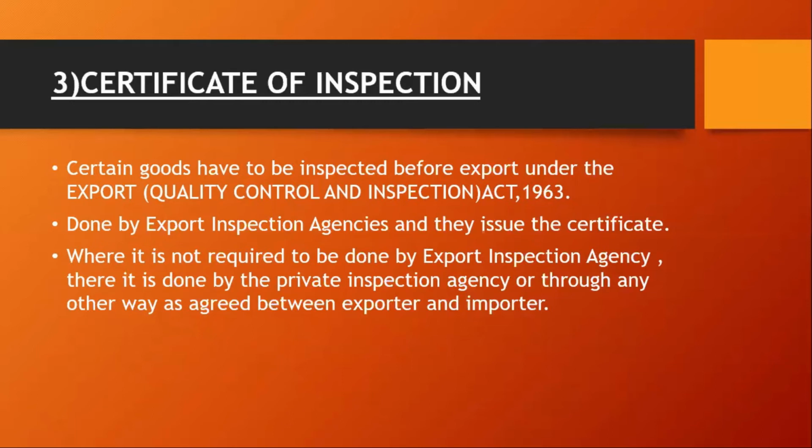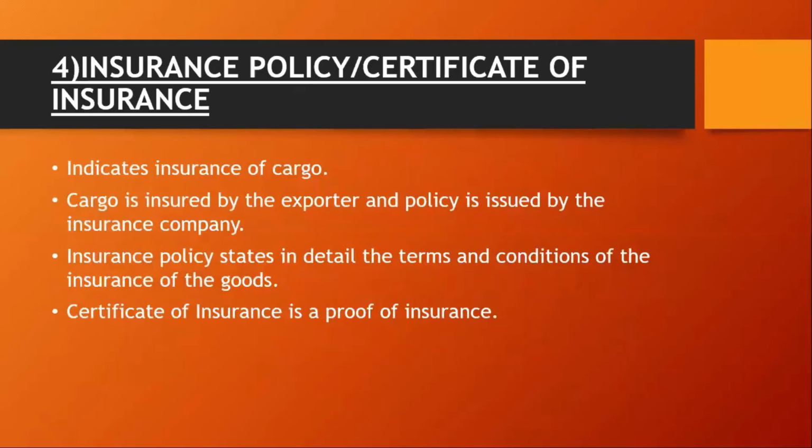Coming on to the next principal commercial document, we have insurance policy or certificate of insurance. This insurance policy or the certificate of insurance is indicating the insurance of cargo. The cargo is insured by the exporter and the policy is issued by the insurance company. Insurance policy and certificate are generally different from each other. The insurance certificate is just an evidence of insurance, while insurance policy states the detailed terms and conditions of the insurance of goods.